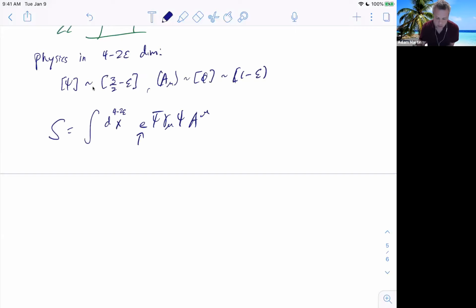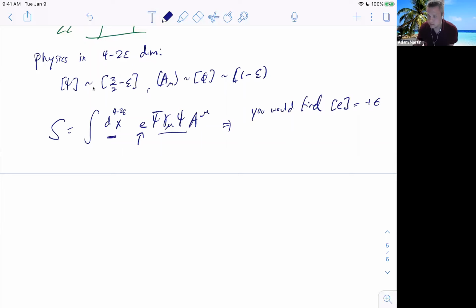If you go ahead and plug in dimensions here, we know how those scale. You would find that the scaling dimension of e is plus epsilon. That becomes a dimensionful constant. We have marginal couplings in 4 dimensions only, but we're not in 4 dimensions, so we've screwed with this.